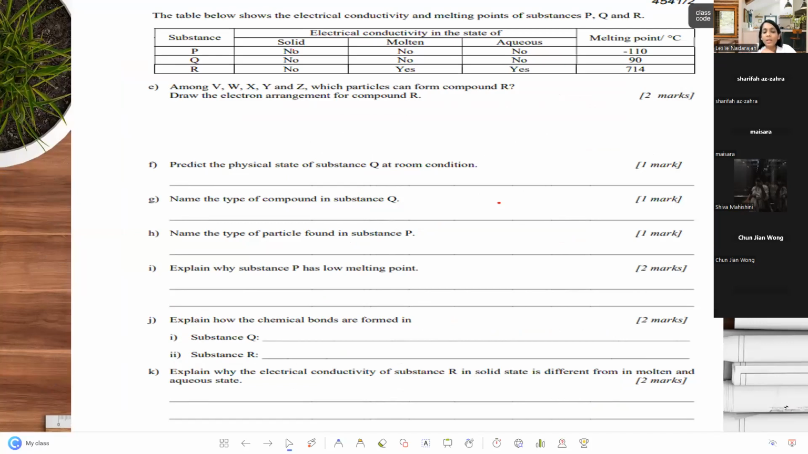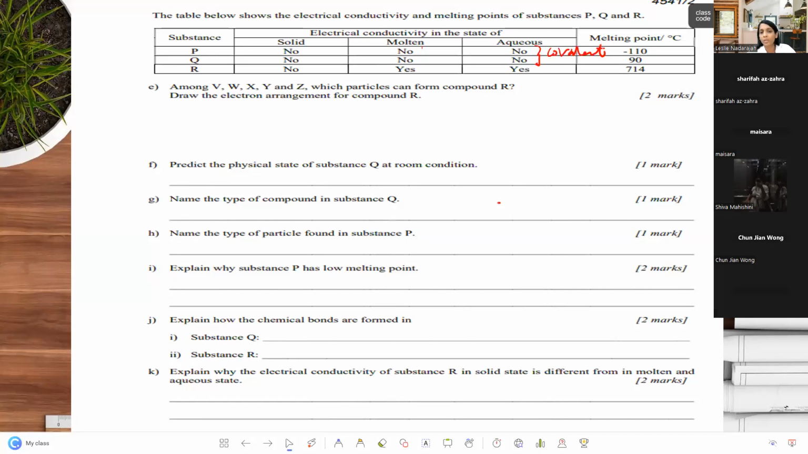When something is solid, liquid and gas, and they are all not conducting electricity, what compound is it? Ionic compound or a covalent compound? Covalent. Very good. So if you look at my P and my Q, in any state, it cannot conduct electricity. So here it will be a covalent compound.